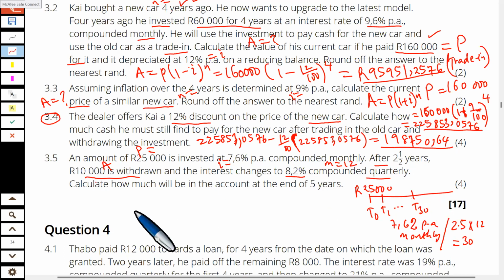After 2.5 years, 10,000 is withdrawn. So the 10,000 is here in the future. It's like an A. This one is like P in the beginning, the principal, present value. Okay, and the interest rate changes to that. So the interest rate after this is going to become 8.2%, compounded quarterly.